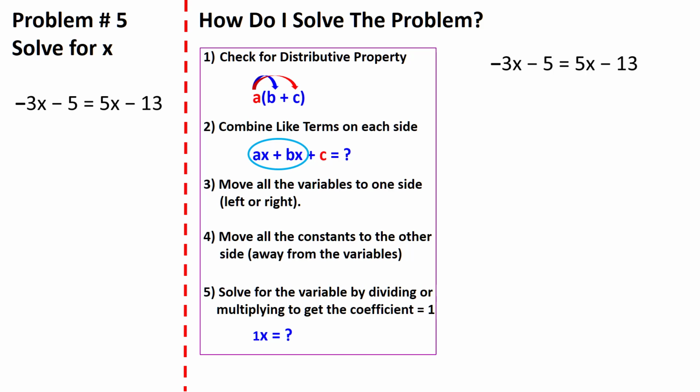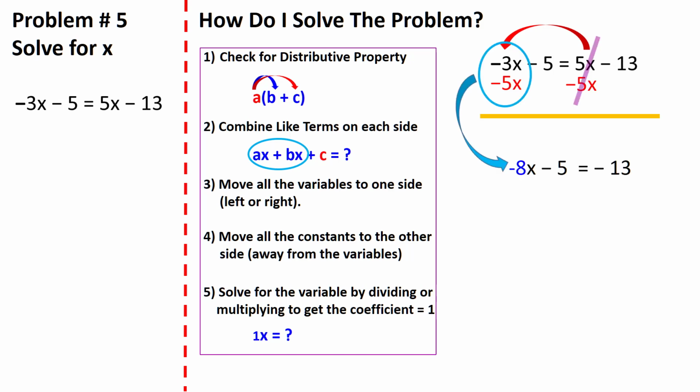Combine like terms. In the example, for the left side, there is only a negative 3x. There's nothing to combine with. Similar to the right-hand side, 5x, there's nothing to combine with. I move on to step number 3. Move all the variables to one side. I will move positive 5x to the left side, which means I will subtract 5x from both sides.